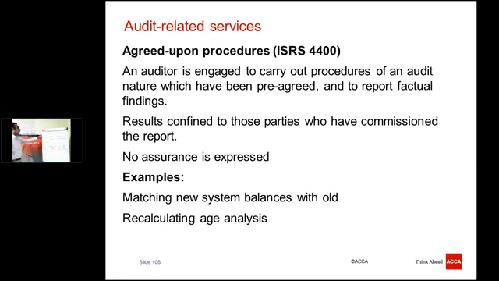Similarly, in the case of agreed upon procedures, no assurance means that you are basically saying that, well, I've done this analysis, I've recalculated all the numbers, but I do not know whether we actually made that sale or not, because you just gave me the invoices, and I looked at the date of the invoice and placed them in the right bucket, wherever it should have fallen. Examples include matching the new system balances with the old balances and recalculating age analysis, which is the example that you are also looking at on the board.